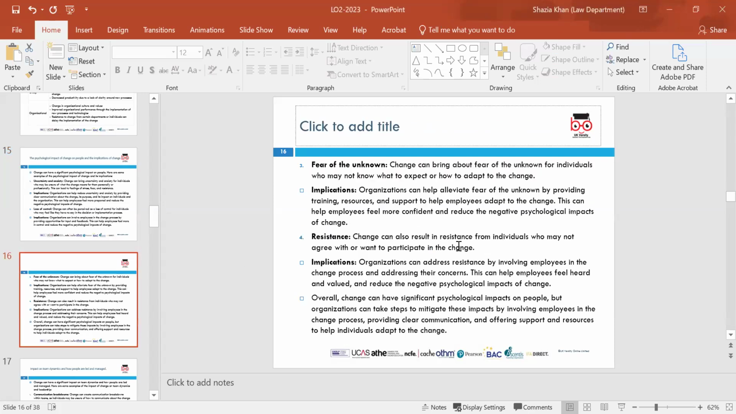Some more psychological changes, fear of the unknown, and that's a big one. People don't know what's going to happen. They don't know what new changes are going to bring for them, and they will be resistant. They'll feel anxious, stressed, overwhelmed with the changes that are going to come into place. And here, organizations need to alleviate that fear by providing training, resources, any sort of skills, helping the employee feel empowered.